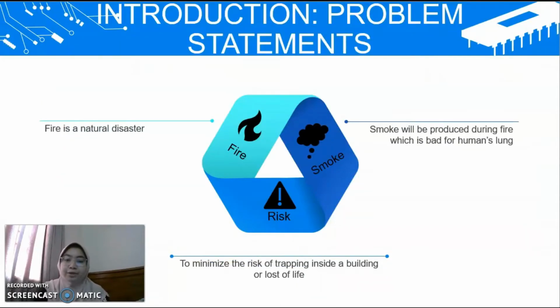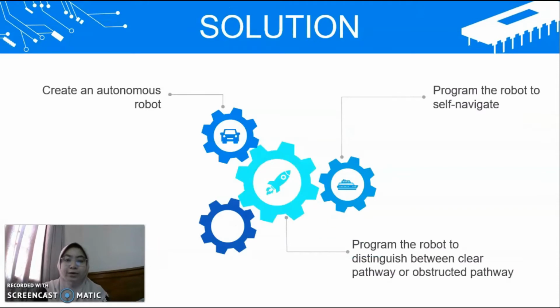The problem statements for this mini project are three: fire, risk and smoke. We know that fire is a natural disaster and smoke occurs when fire is produced, which is bad for human lungs. So we have to minimize the risk of people being trapped inside a building or loss of life. The solution is to create an autonomous, self-navigating robot, which we will program to distinguish between a clear path and an obstructed pathway.